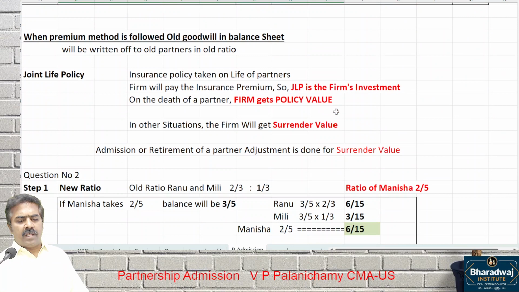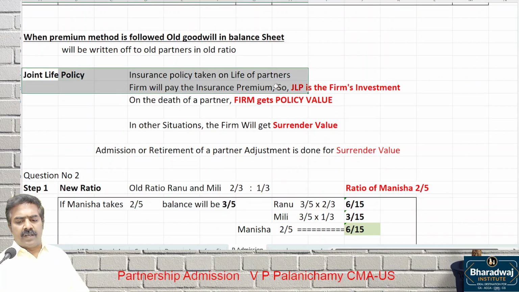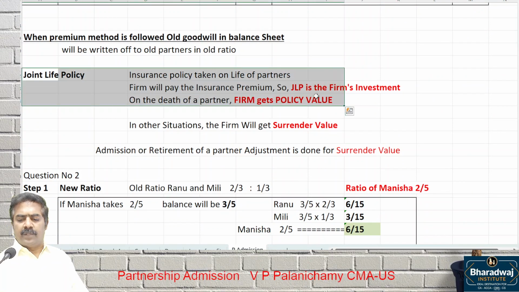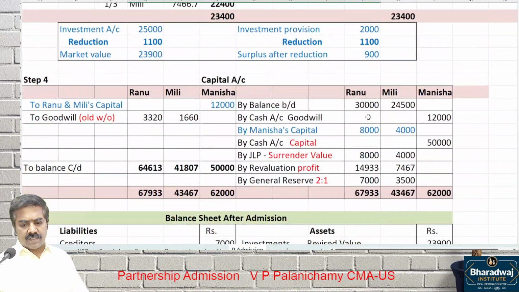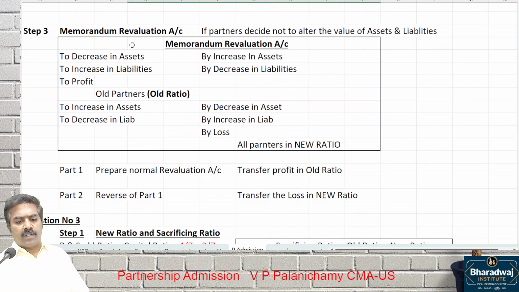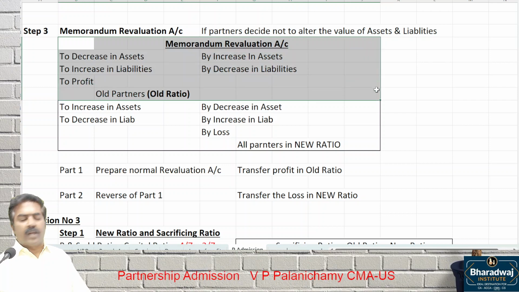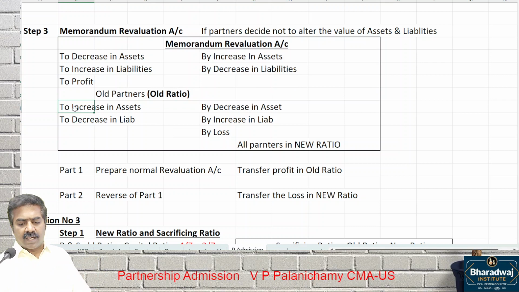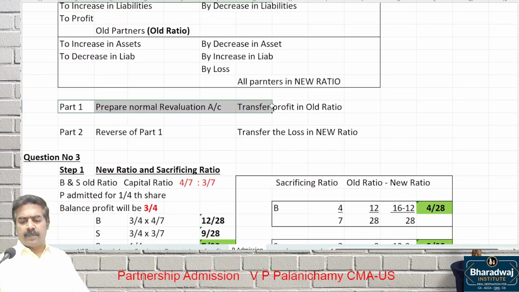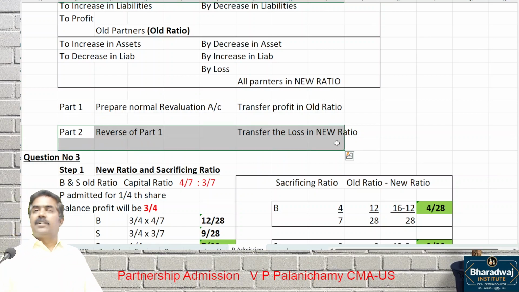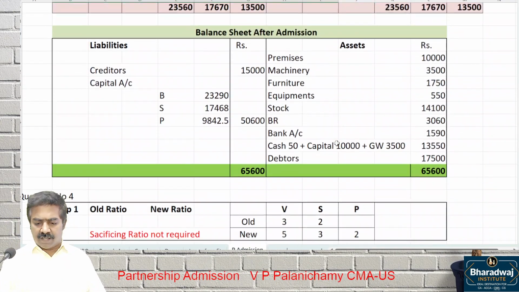If it is mentioned in the question about joint life policy, then adjust for which value? Surrender value. The firm will get only which value? Surrender value. If it is mentioned in the question not to alter the value of assets and liabilities, prepare memorandum revaluation account. Part 1, transfer in old ratio. Part 2, reverse it, transfer the loss in which ratio? New ratio. There are 2 parts. Prepare a normal revaluation account, reverse of revaluation account that we have done in the last class.